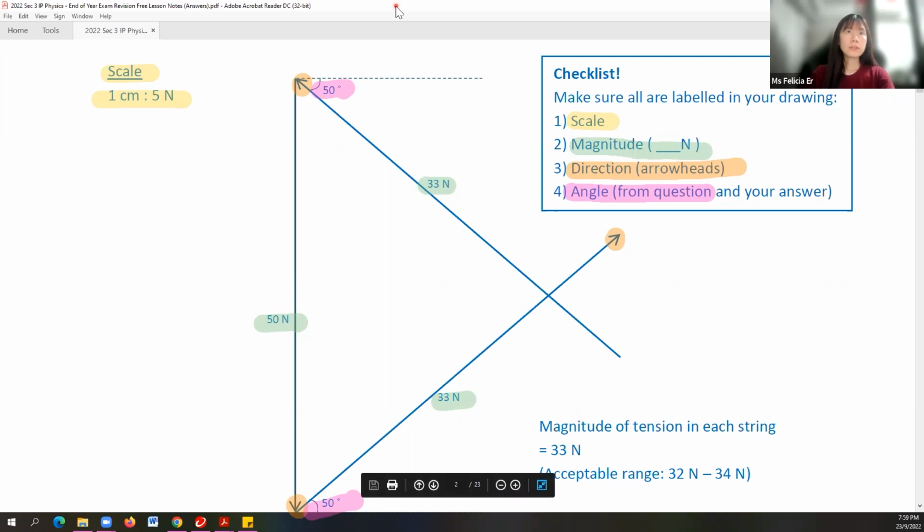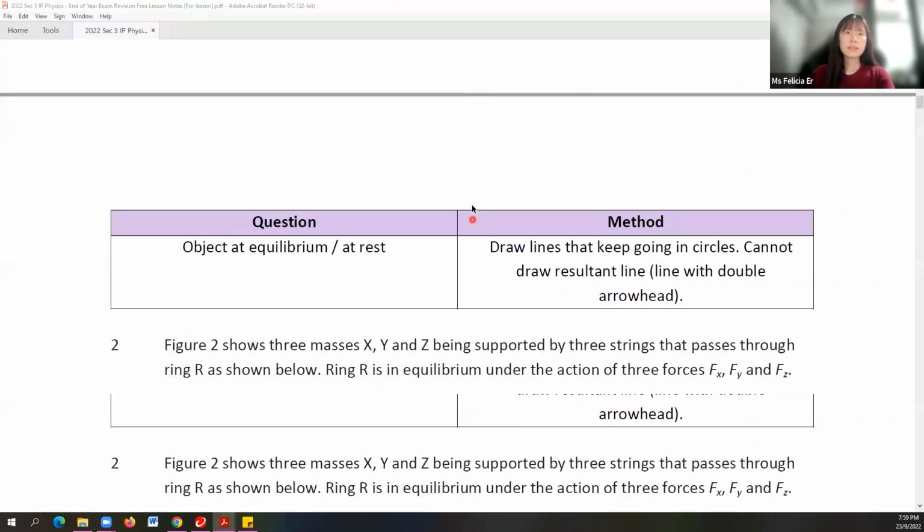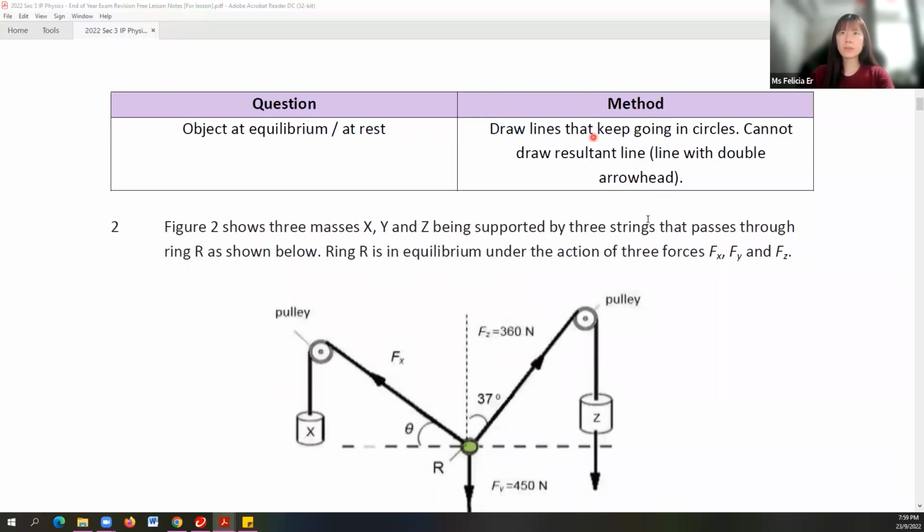Maybe I just give a little bit of hint for the second question in case you are stuck. For this question, again, because it's in equilibrium, you can use the method over here to help you. Make sure that you rearrange such that when the monster walks, there is a clear path for the monster to walk, such that the arrows will just keep going in circles. Okay? So that's how you draw it.